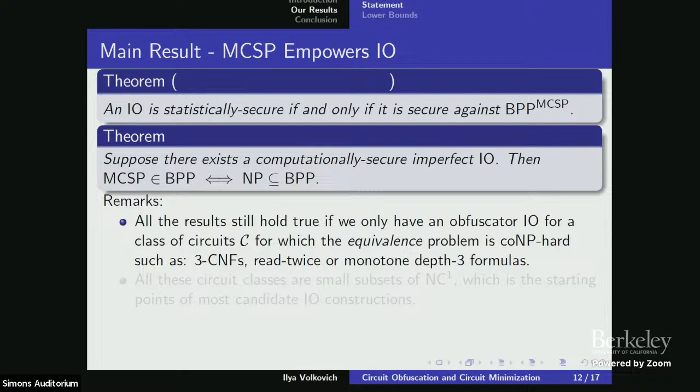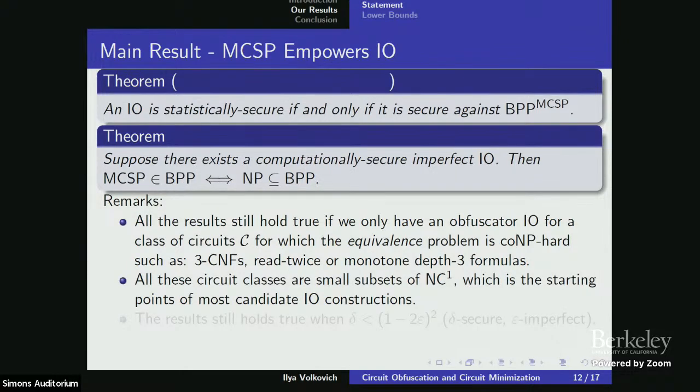But I think the surprising thing is that it's enough to consider a monotone class. If you consider monotone depth-3 formulas, again, monotone means without NOT. If you can obfuscate monotone depth-3 formulas, you already get all those results. Again, you get the exact same results for any of those classes. But we just mentioned that all those classes are much smaller. Typically, as we heard, all the existing candidate constructions start from NC1. You go to NC1 and then you boost. So all those classes are much smaller than NC1. That's already enough to get all the bounds that I talked about.